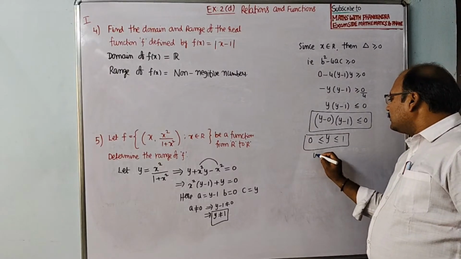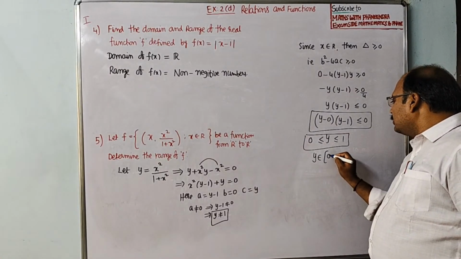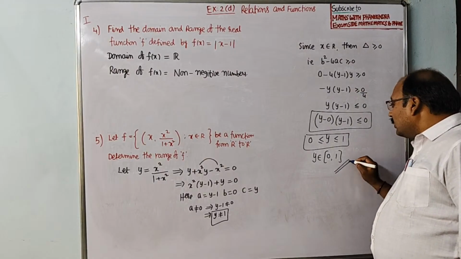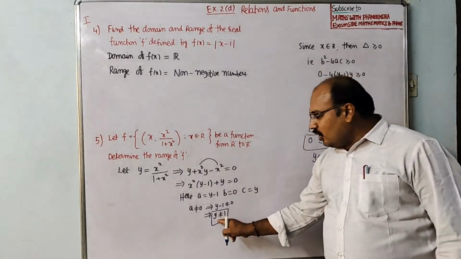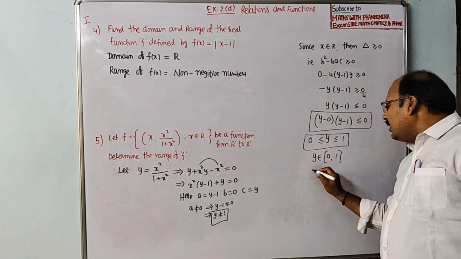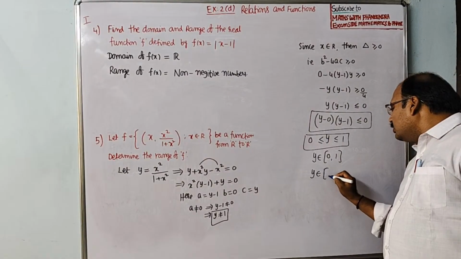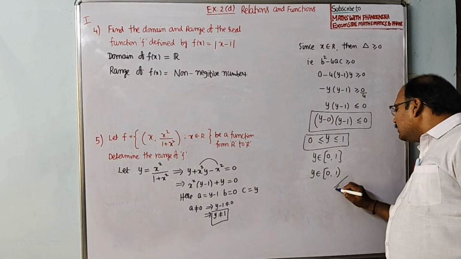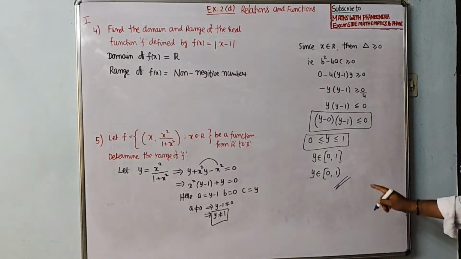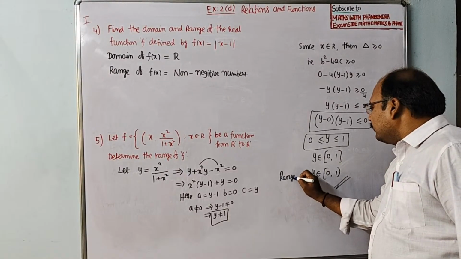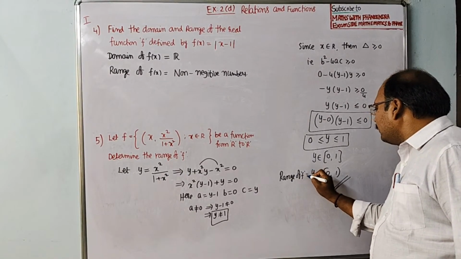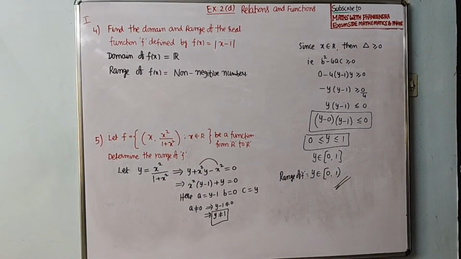Or we can write it like this: y belongs to closed 0, 1. But this is not the right answer. Why? Here y cannot be equal to 1, so before 1 what should be there? y cannot be 1, so closed 0, open 1. Since y cannot be 1, that is the reason this is the range of f of x. So y belongs to closed 0, open 1. I hope you understand this, students. We move to another question.